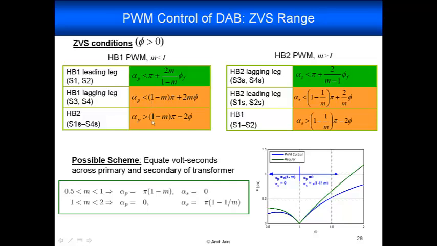One compromise we can make here is to equate alpha p equal to this quantity here, and if we do that, then both HB1 and HB2 have zero voltage switching as long as this quantity phi is greater than 0. And if we now look at what this implies, alpha p equal to 1 minus m times p, this is nothing but equating the volt-seconds across the two sides of the transformer.